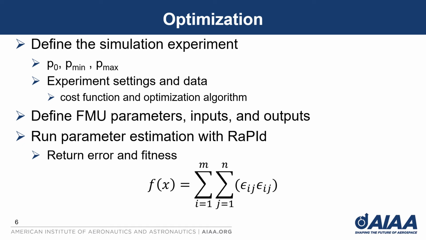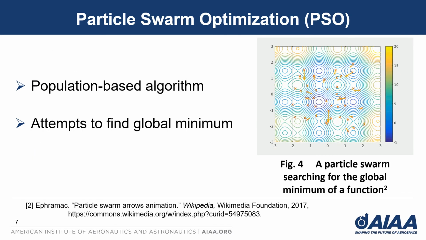In this work, two optimization algorithms were compared for their efficacy at optimizing parameters for the Quanser AERO model. The first optimization algorithm utilized was a particle swarm optimization, or PSO, algorithm. PSO is a population-based algorithm in which a collection of candidate solutions, or particles, are pseudo-randomly placed in a parameter space according to the bounds specified.